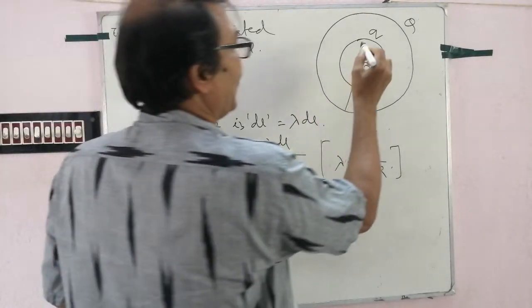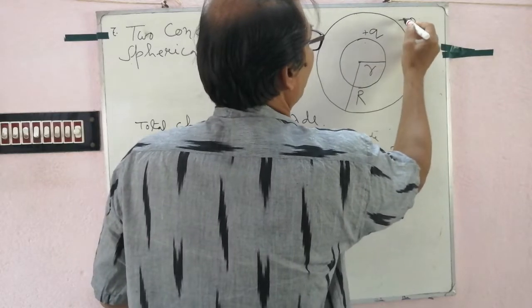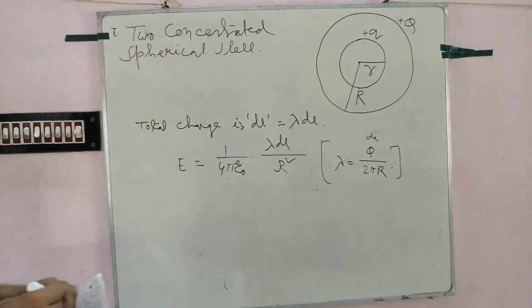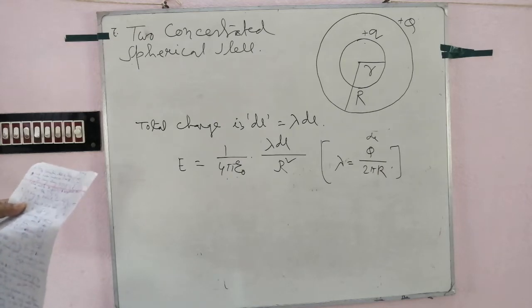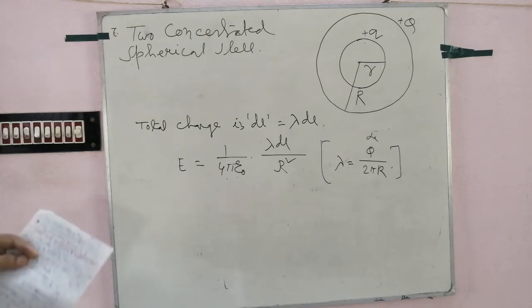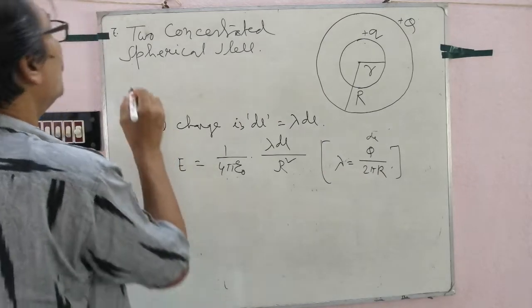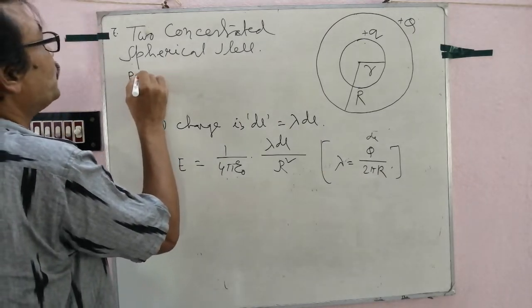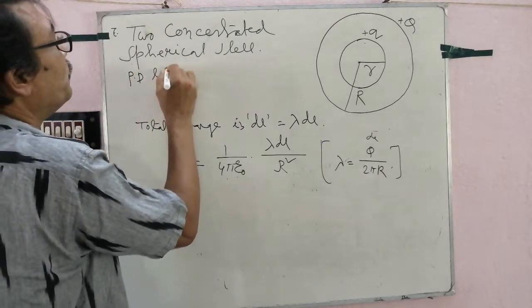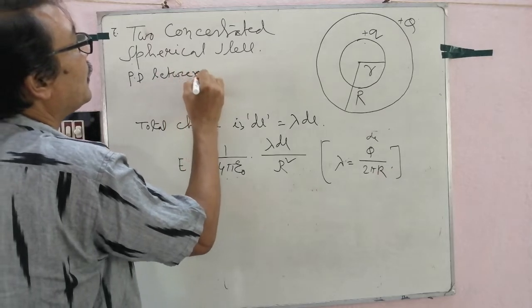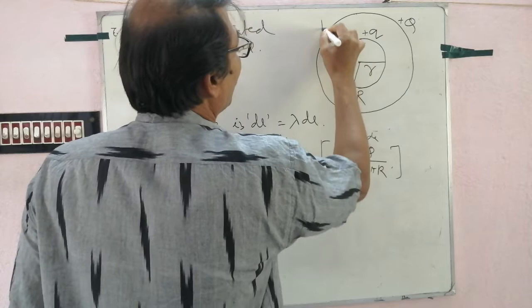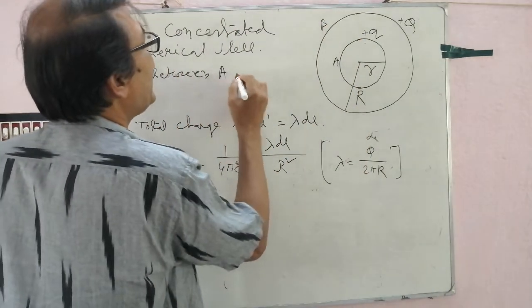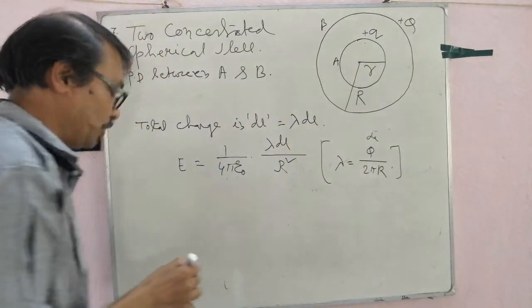Suppose both charges are positive, or maybe negative as you like. What will be the potential difference between the two shells? Suppose the inner one is A and the outer one is B. Find out the potential difference between A and B. This is the question.